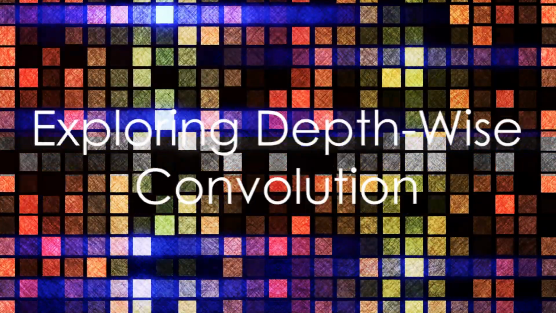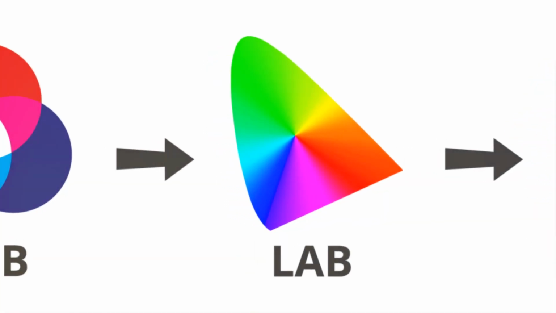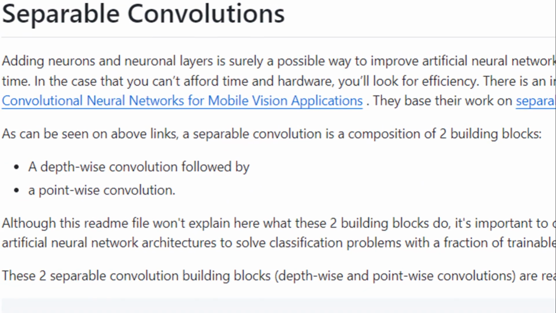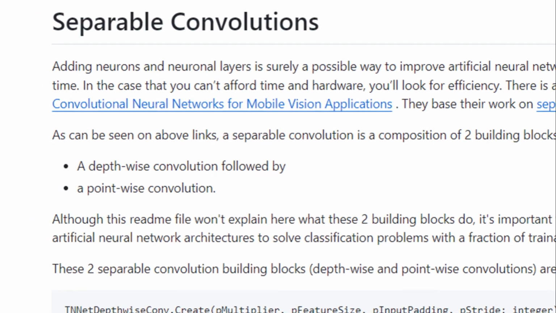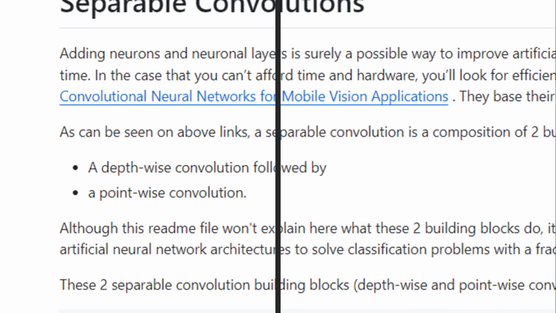The depth-wise convolution is the first step. Picture a single image with multiple color channels, red, green, and blue. Each of these color channels is a separate layer of the image. The depth-wise convolution applies a filter to each of these layers independently. This step helps in capturing spatial information, the where of things within the image.